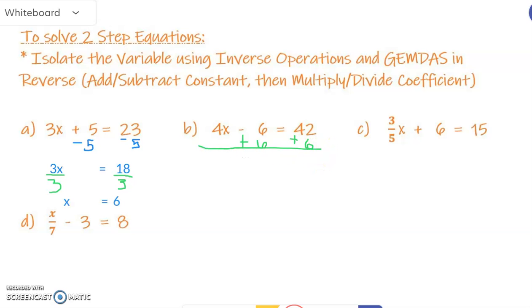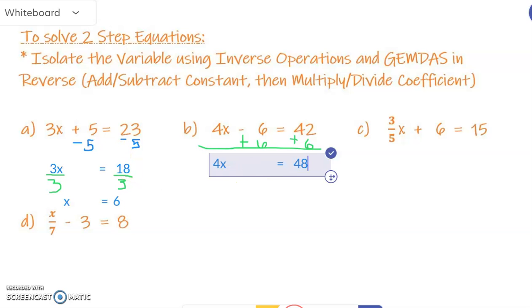And when I do that, I am still left with this 4x, which I'm going to bring down. Negative 6 plus 6 is 0. And then if you take a look at 42 plus 6, we get 48.